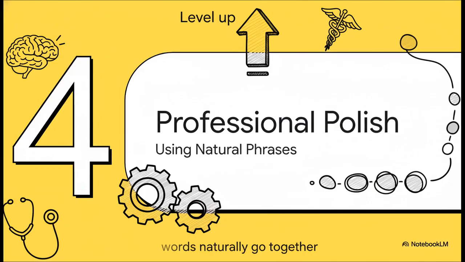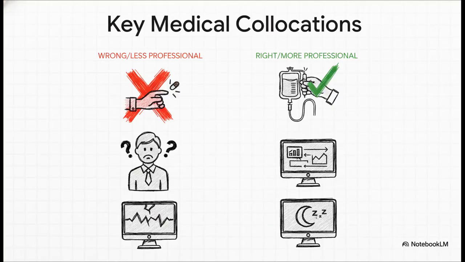Okay, so for our final section, let's really level up. We've talked about being correct, which is great. But now let's focus on sounding natural, on sounding polished. And we do that by using collocations, words that just sound right together. Honestly, using the right collocations is a total game changer.